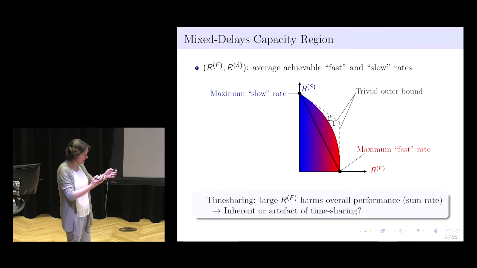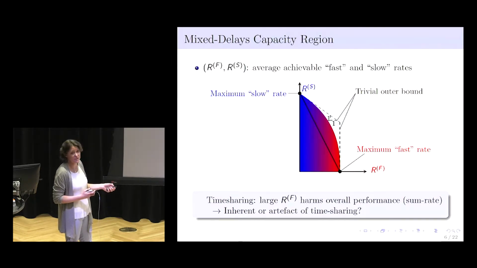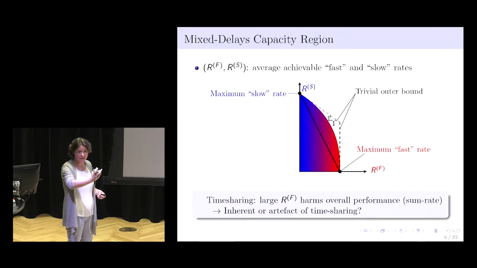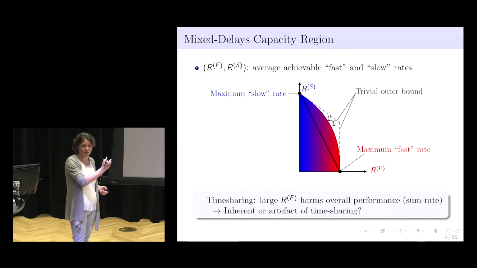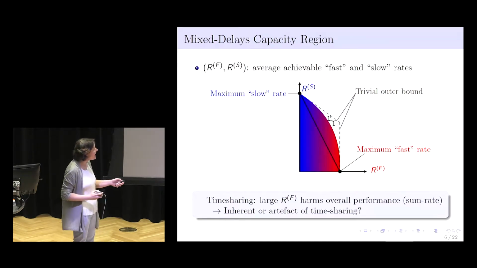So this is the standard approach. The problem is that typically this RF is smaller than the RS, so the sum capacity on this time-sharing line decreases the more you increase RF. For example, if RF is half of RS, for any additional bit of fast message you want to send, you have to pay 2 bits of slow message. And so the sum rate also decreases by 1 bit if you increase the fast rate by 1 bit. So we hope we can improve over this time-sharing line.